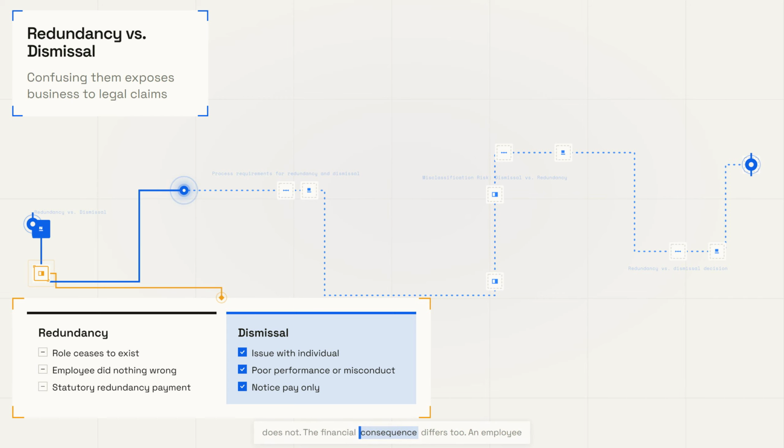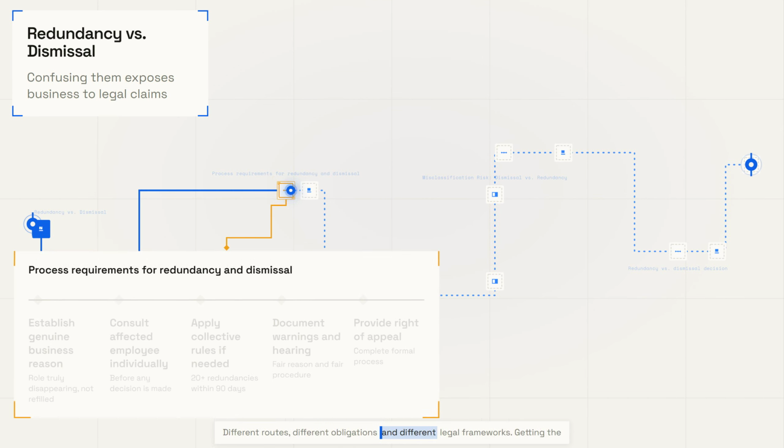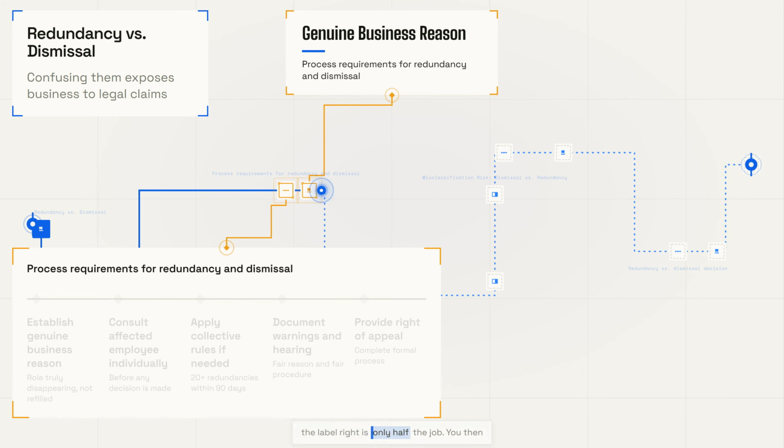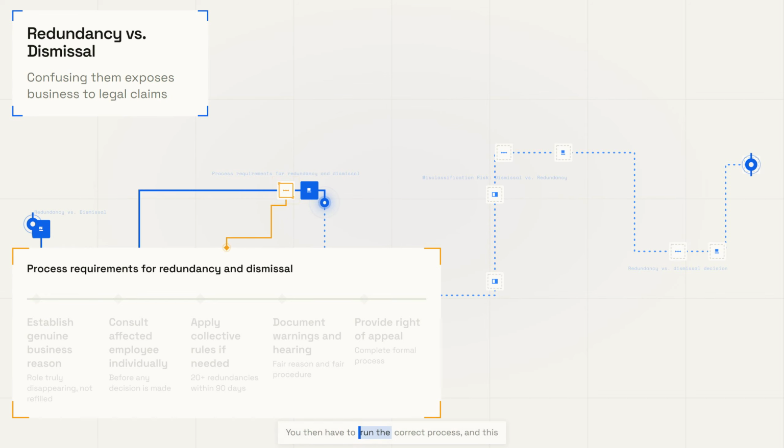The financial consequence differs too. An employee with at least 2 years of service is entitled to a statutory redundancy payment. A dismissed employee receives notice pay and pay for untaken leave, nothing more. Different routes, different obligations, and different legal frameworks. Getting the label right is only half the job. You then have to run the correct process, and this is where most employers become unstuck.